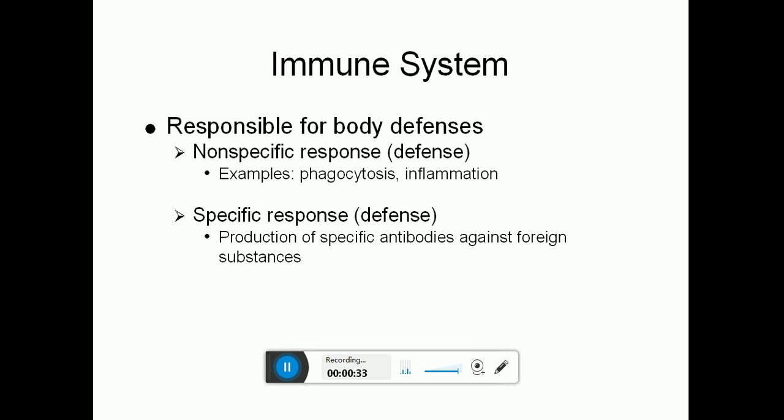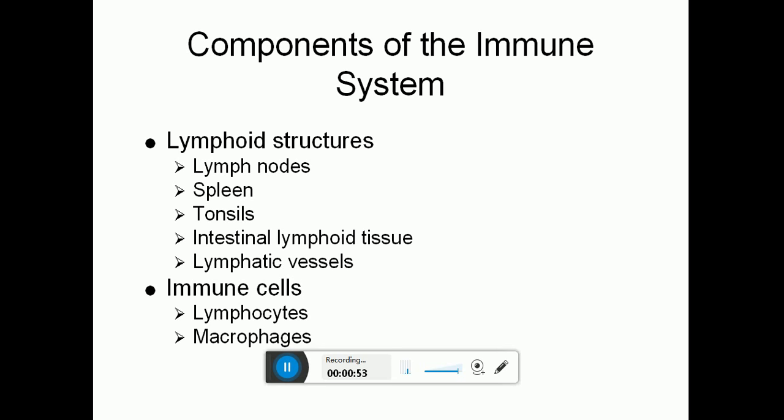But on the other hand, we have a specific response, and that is when the non-specific responses don't work, and now we need something that is more targeted towards these antigens, and will make specific antibodies against these specific foreign substances. Just a quick review of the anatomy and physiology of the immune system.